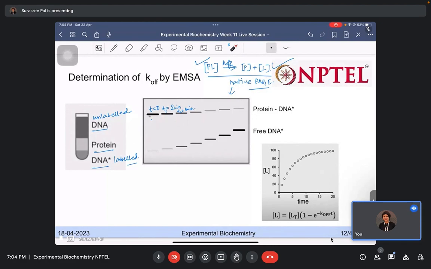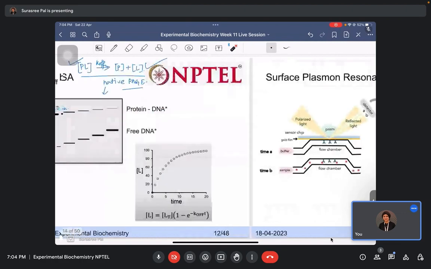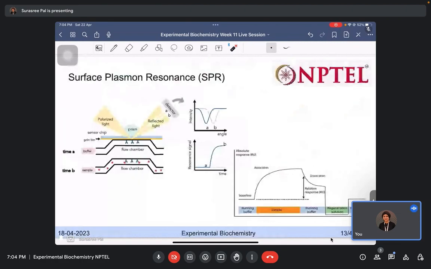Now, the next experiment that I'm going to discuss does not have any such limitation of ITC. This particular experiment, which is surface plasmon resonance, SPR, can be used to detect a broad range of kinetics from fast to slow binding. So what is the setup of this experiment?